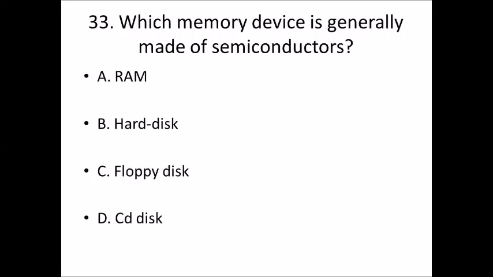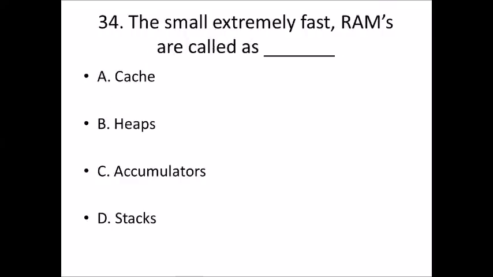33rd bit. Which memory device is generally made of semiconductors? Option A RAM, option B hard disk, option C floppy disk, option D CD disk. Option A RAM. 34th bit.